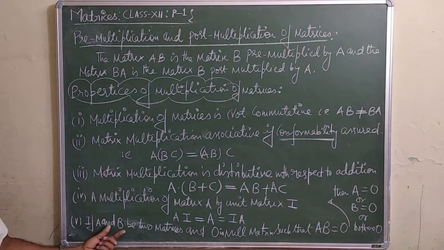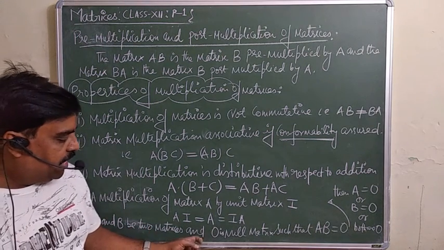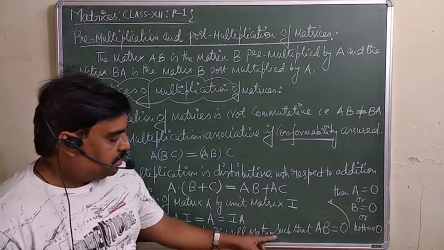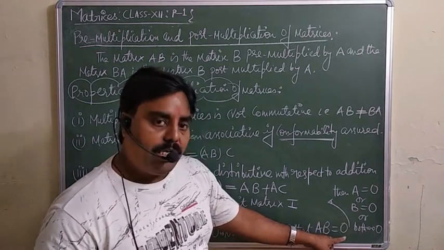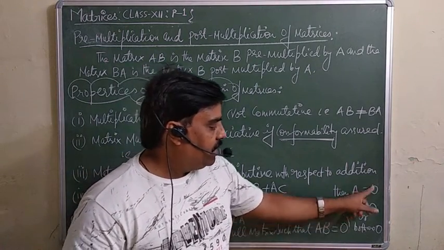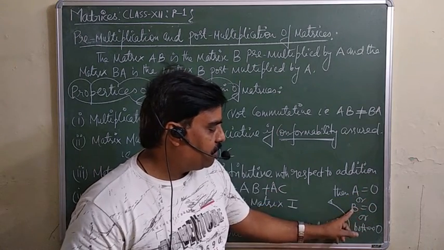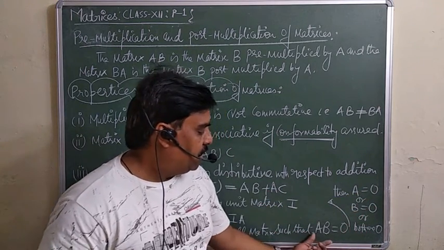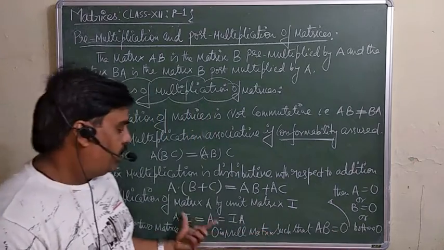If A and B are two matrices such that AB is equal to the null matrix, then A is equal to 0, or B is 0, or both are 0, and then the product will also be the 0 matrix. So have a look.